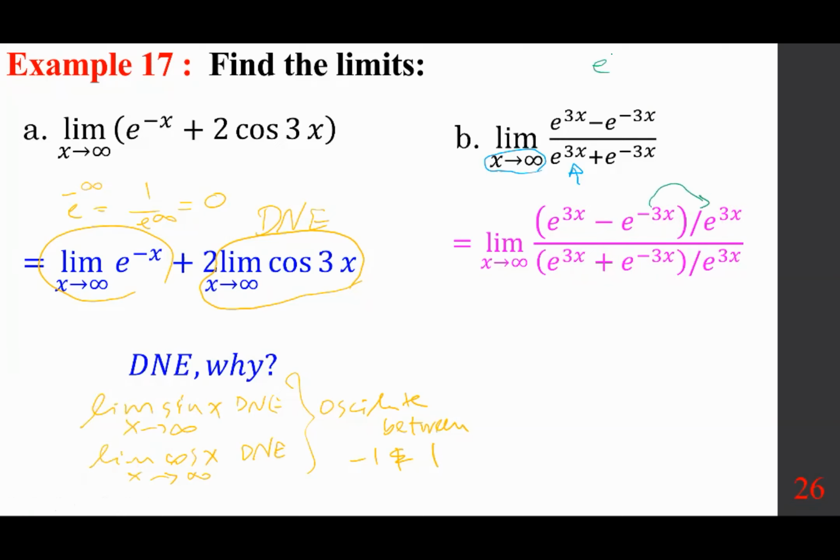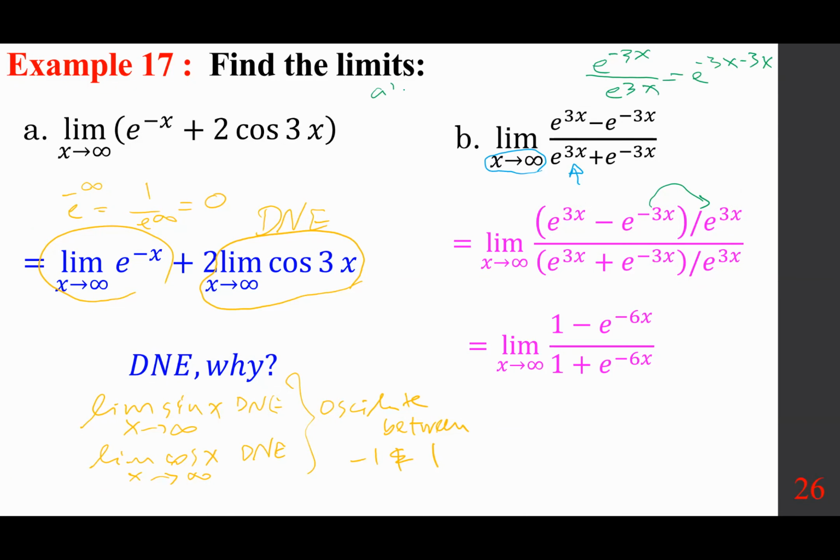you're looking at e to the power of minus 3x over e to the power of 3x, and that's e to the power of minus 3x minus 3x, which gives you e to the power of minus 6x. Where does it come from? A to the power of m over a to the power of n is a to the power of m minus n, the quotient rule for exponentials.